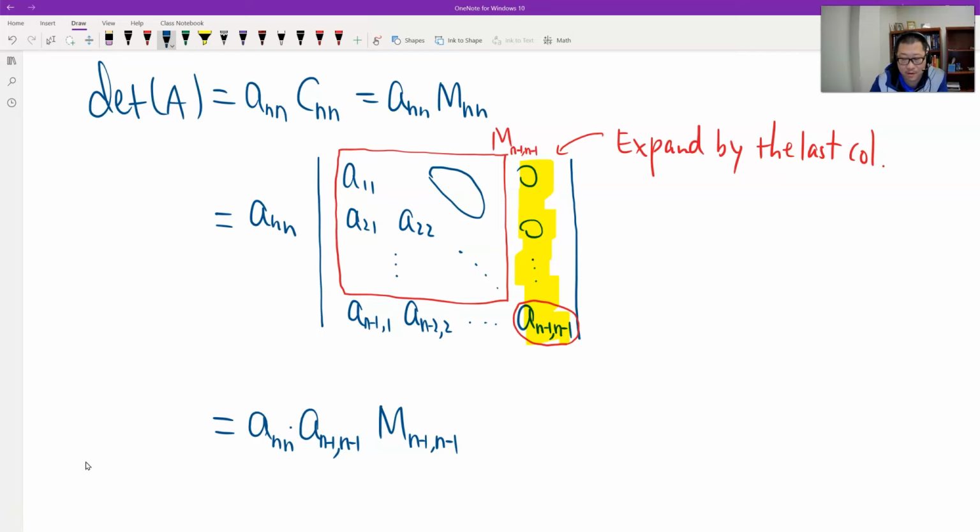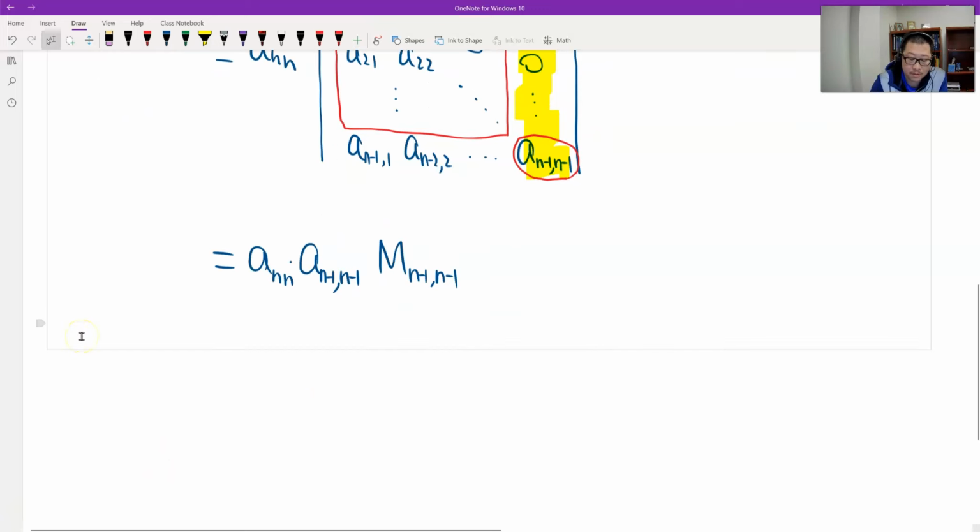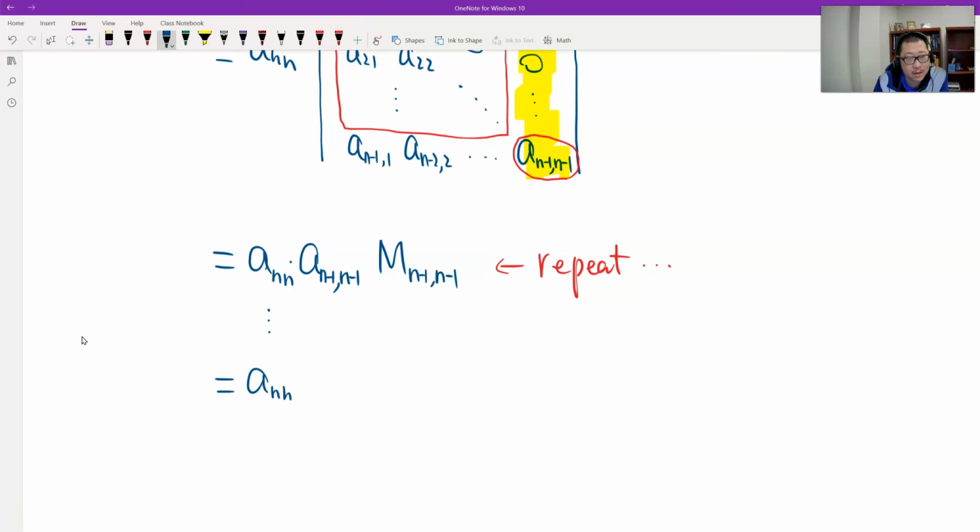Then step by step, repeat the same procedure. So what do we finally get? a_nn times a_(n-1,n-1), and then times a_(n-2,n-2), and it goes on until the last. When we stop at a_33, we are left with M_33, right? What is M_33?